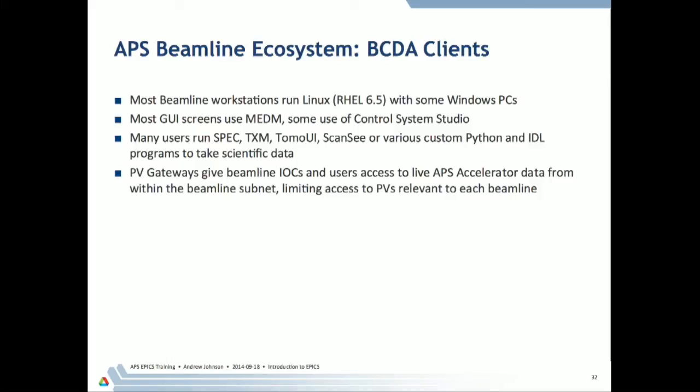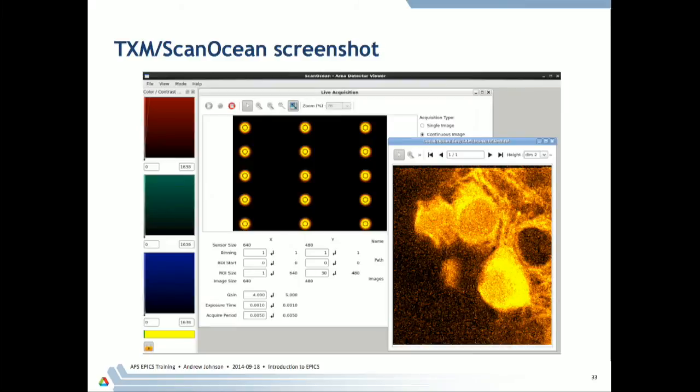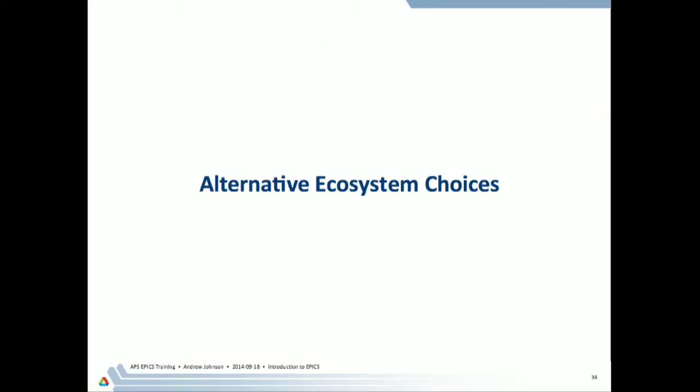And similarly, the PV gateways are used here. We actually have gateways between the Accelerator subnet and the IOCs and the Beamline subnets, so that the Beamlines can access PVs that are relevant to that particular Beamline and control the gap and so on of their undulator. So they have limited access into the Accelerator network. So here's the gratuitous snapshot that I was able to find of TXM ScanOcean.